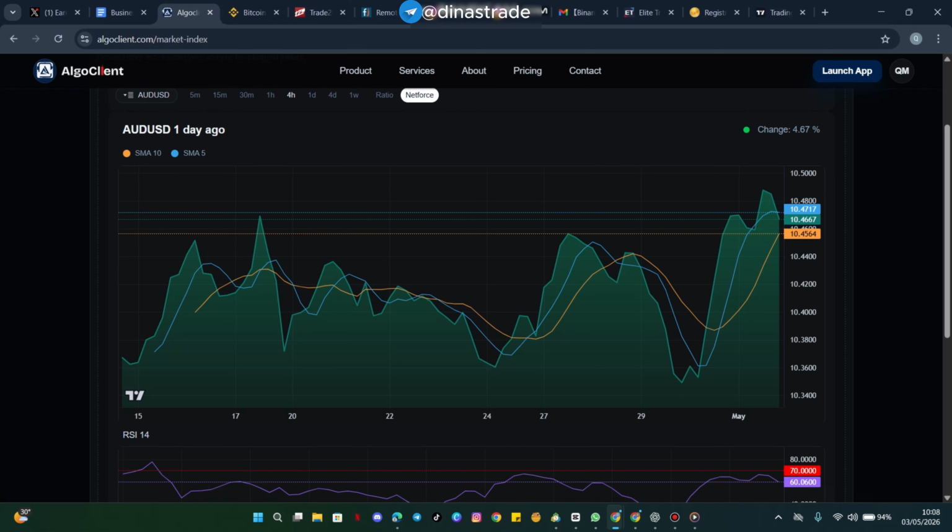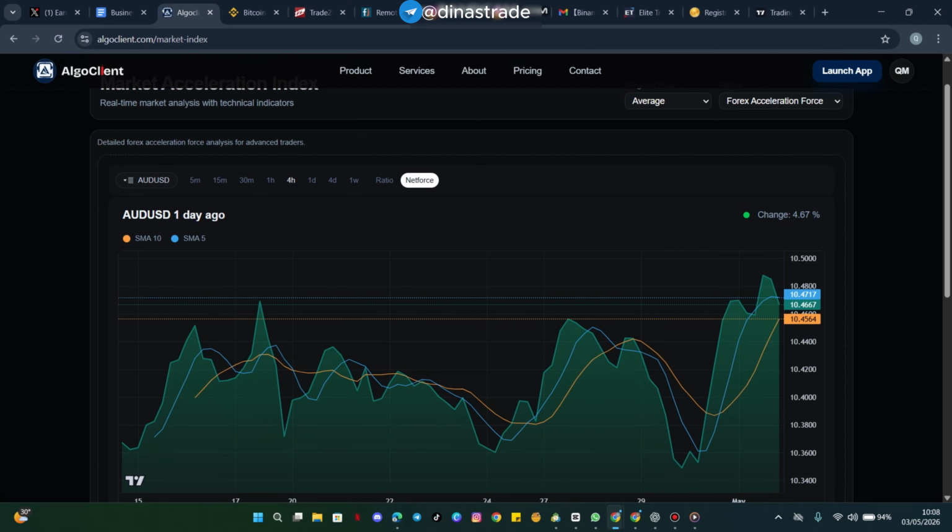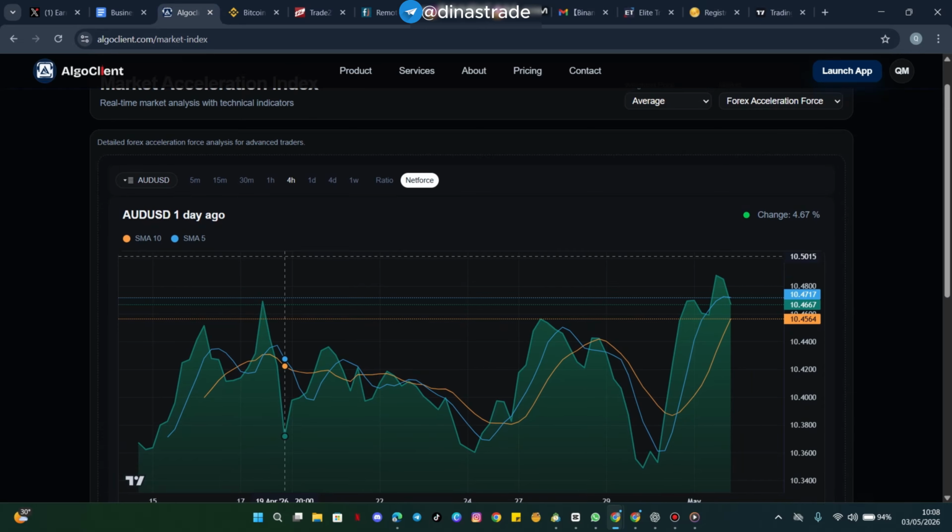So this is the forex acceleration force, and when the acceleration force moves below the SMA 5, when it crosses below the SMA 5, it signals that the market is about to push forward. And at that point, we look for a sell. So here we can see that the market is preparing to push forward because it is going down. It has crossed below the SMA 5 at this point in time.